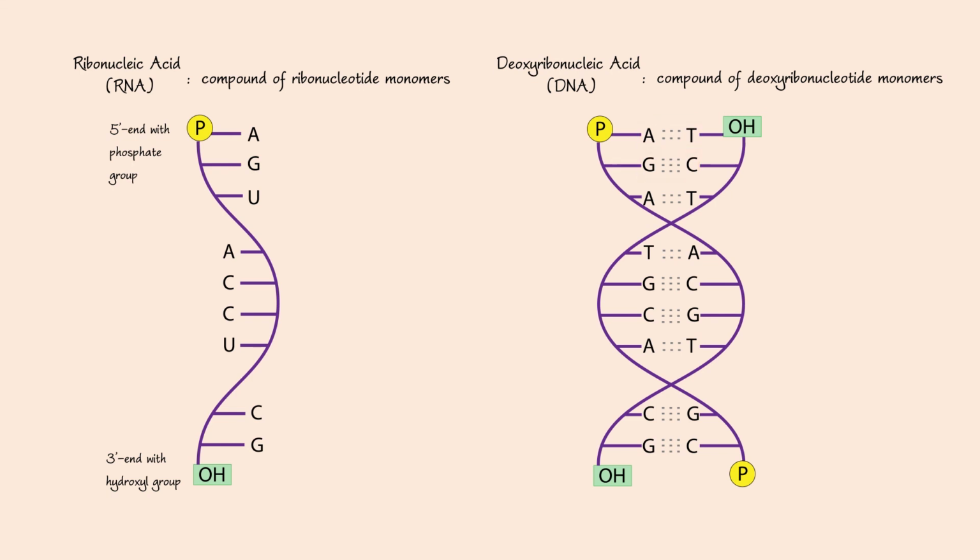Notice the DNA strands also have directionality. One strand has a 5' end with a phosphate group at the top and 3' end with a hydroxyl group at the bottom. The other strand is reversed. The 3' end is at the top and the 5' end is at the bottom. We say that DNA strands are arranged in an anti-parallel fashion.